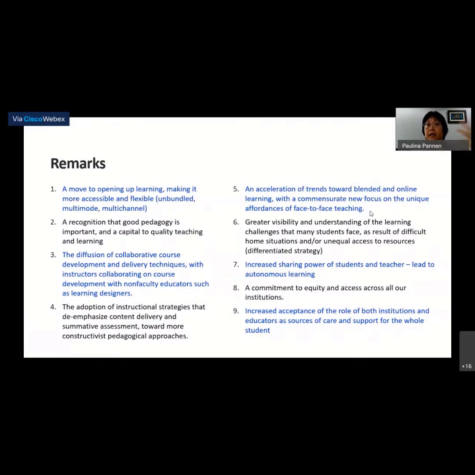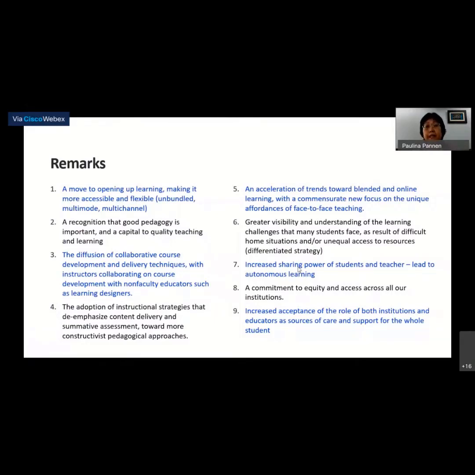And then number five is the acceleration towards blended and online learning. Whether you like it or not, now it is more than ever blended and online learning everywhere, and face-to-face teaching is reduced to minimal. And if you have students, whether you like it or not, in quartile four, according to Dr. Carlo, who don't have access to internet or computer, then you have to have what I call a differentiated strategy. And that requires a very good pedagogy and instructional design in the hands of the teacher.